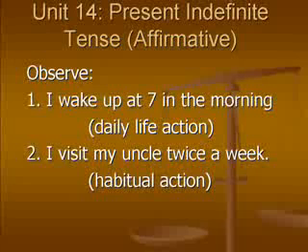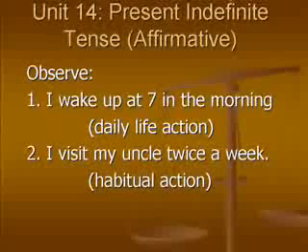I wake up at 7 in the morning. It's a daily life action. The above sentence tells us about when a person usually wakes up. In this sentence I'm talking about an ordinary day in my life. Observe the next sentence. I visit my uncle twice a week. In this sentence I'm not describing a daily life action. Instead I'm describing a habitual action which I do twice a week.